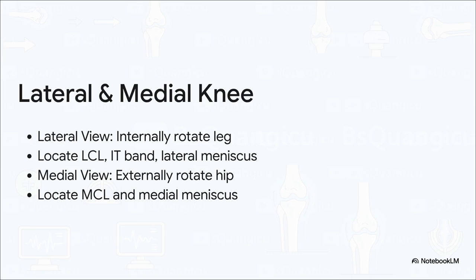Then for step 5, the medial view, externally rotate the hips slightly to find the medial meniscus and the MCL. Oh, quick pro tip for you. Use your zoom function and throw a chroma map on your machine. It'll really make any subtle tears in those meniscal triangles pop.